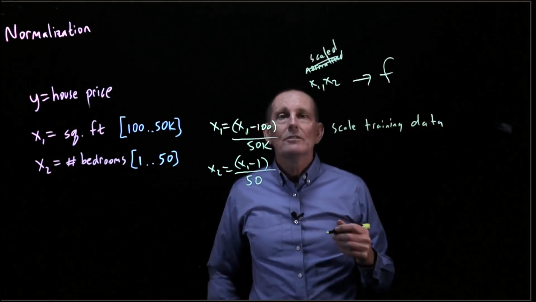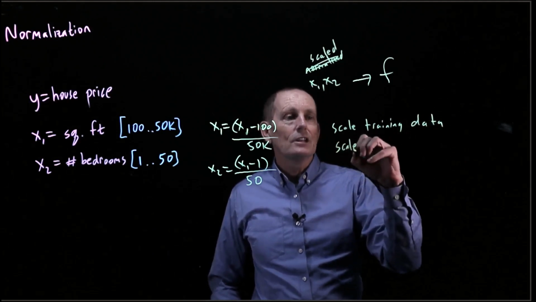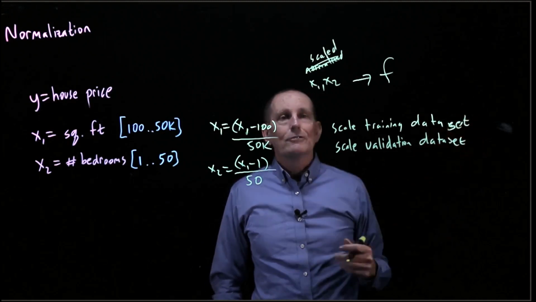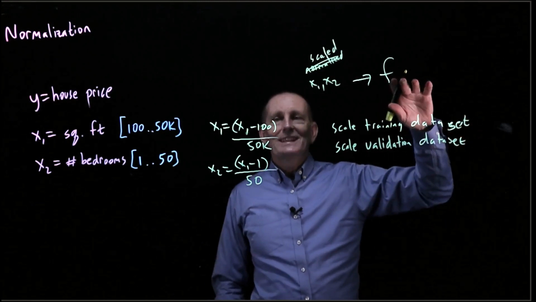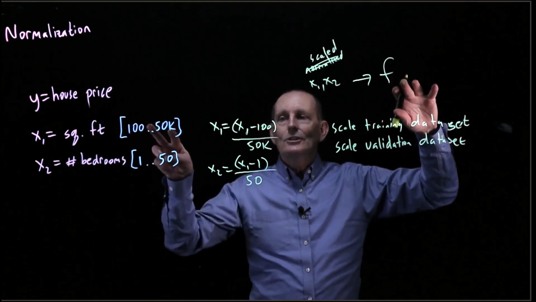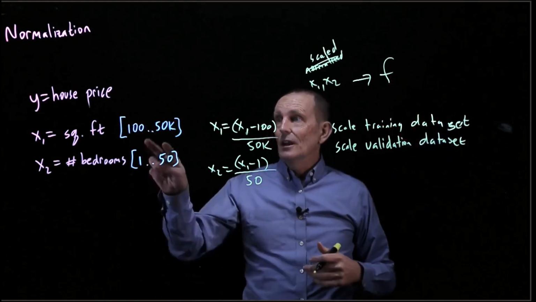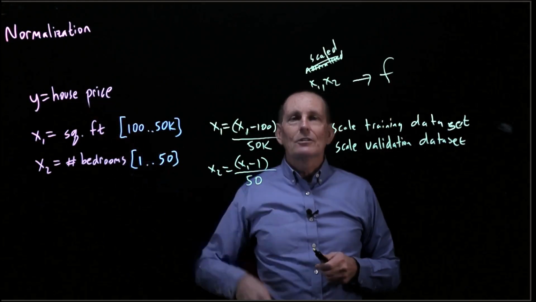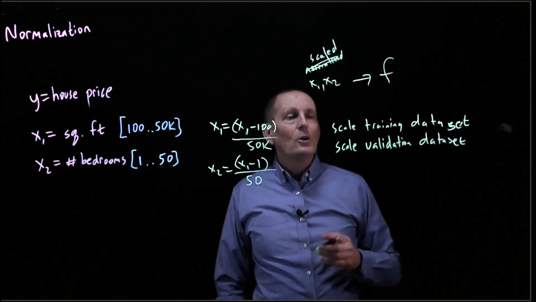We also need to, when we're doing validation, scale that validation data, right? Because we have trained F such that F expects x1 to be in this range and x2 to be in this range. And if we suddenly put in the original values, then we're going to get very bad results for our estimated house price.